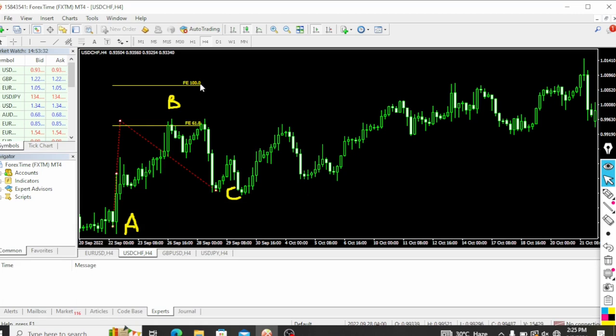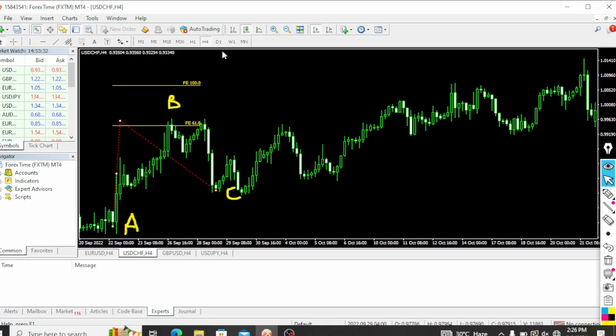So if you place your first target at this line, you should have been able to make a good deal of profit on this level. From this level, you should have been taking your profit anywhere on this line. Alright. So that is our first target. And our second target is 161.8, extension 161.8, which is still further up.